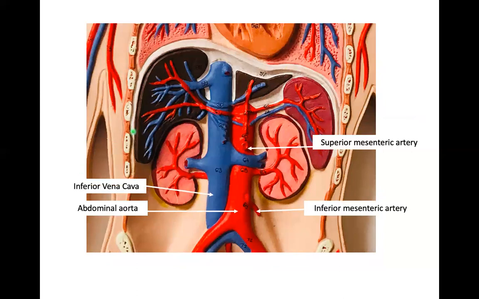Now, right below your celiac trunk, which was right here, you have another branch that comes off. This is going to supply the abdominal organs, mostly digestive viscera. And the first one that branches off is the superior mesenteric artery. Then we already talked about the renal artery. And then we have another branch that comes off of it called the inferior mesenteric artery. Now, we already identified superior and inferior vena cava, so we're going to skip those.